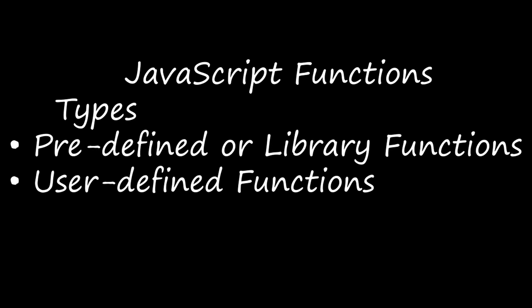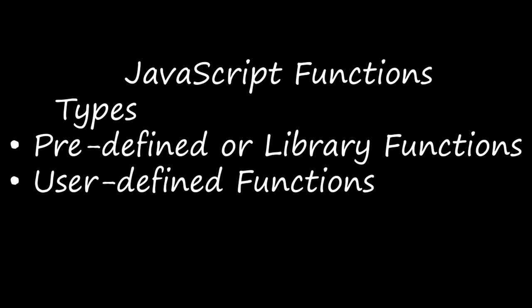Okay, let's see some examples of these predefined functions. Some of the examples are isNaN(), toUpperCase(), toLowerCase(), length, alert(), prompt(), write(). These are all predefined functions. We saw prompt, write, toLowerCase, toUpperCase in the previous chapters. So these are all defined in the library, and hence they are known as library functions or predefined functions.